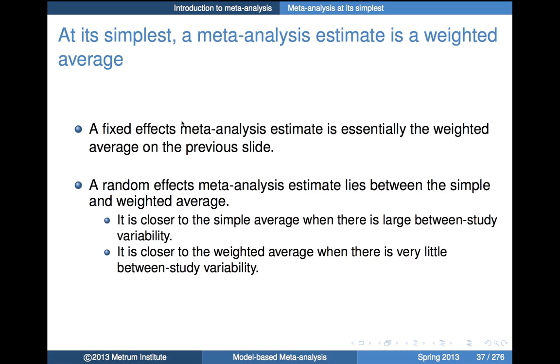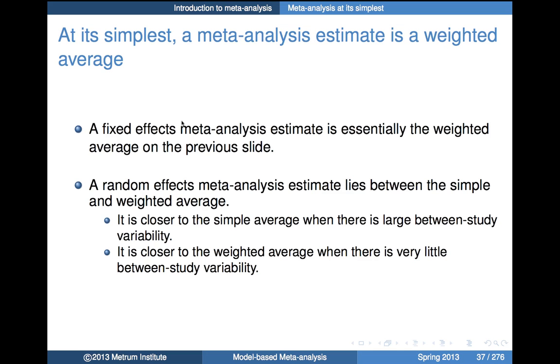And as we'll see over the course of the next lecture or two, the fixed effects meta-analysis estimate is essentially equivalent to that weighted average that we saw in the previous slide. And when we get to talking about the random effects meta-analysis, we'll see that the random effects meta-analysis lies somewhere between a simple average and that weighted average from the fixed effects meta-analysis.